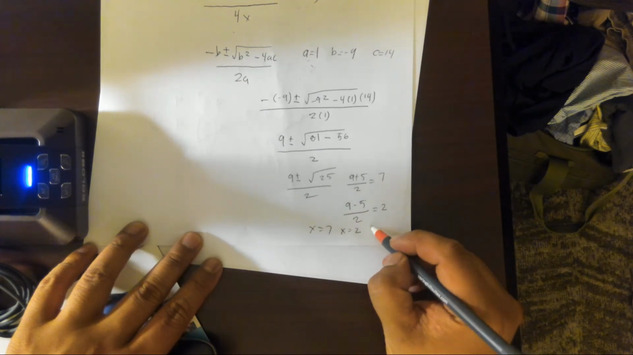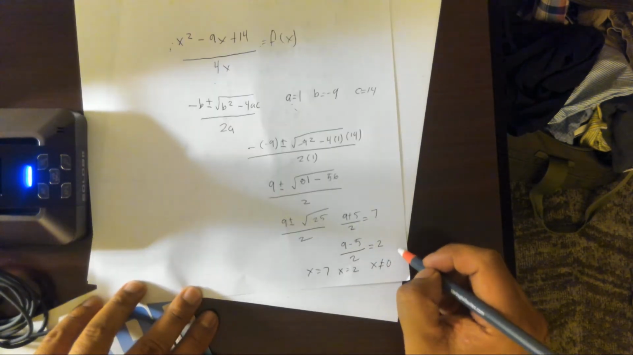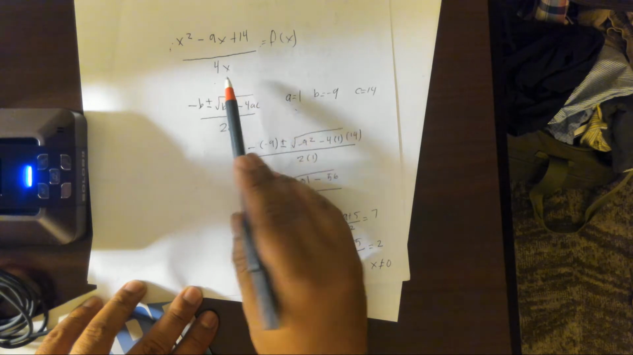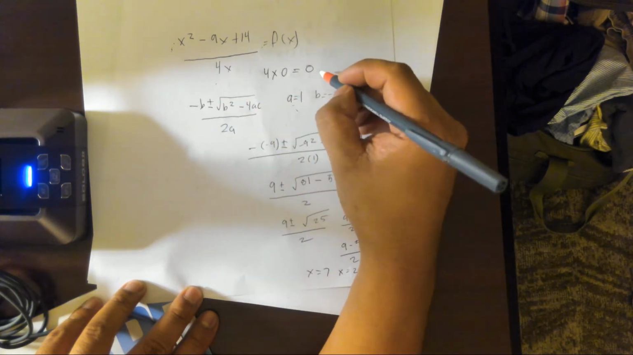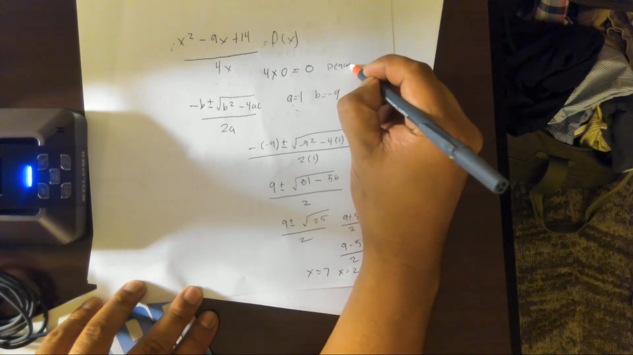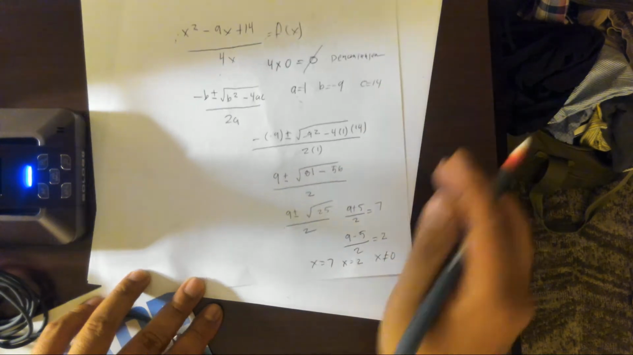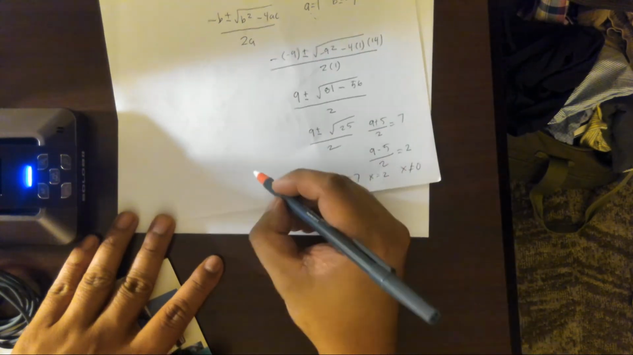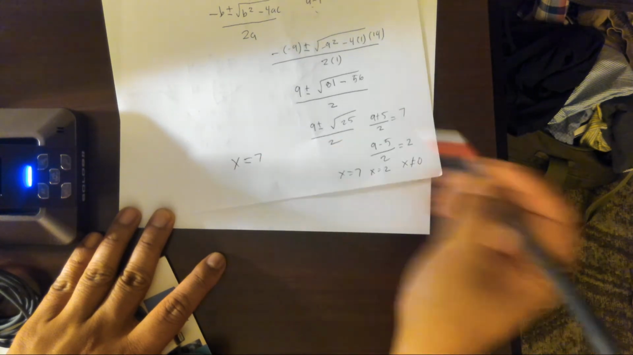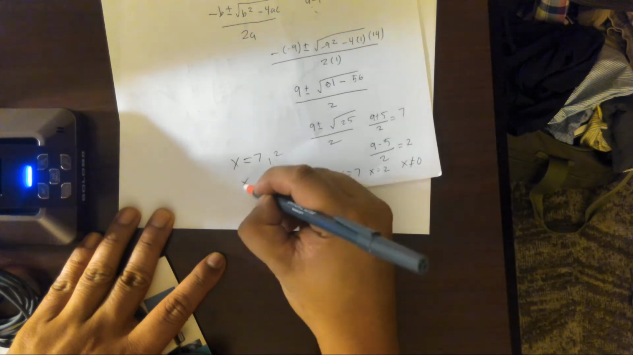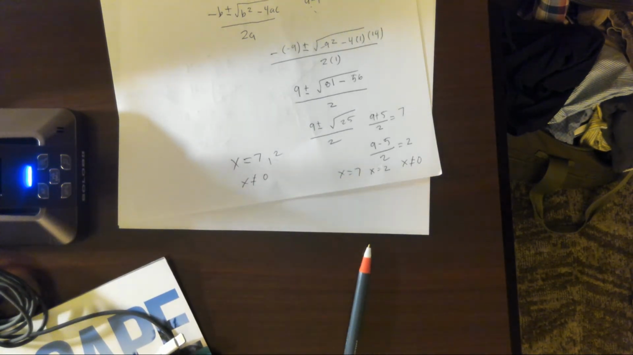You cannot use 0. x does not equal 0 because in our original problem you have a 4x. So if you put 4 times 0, that is 0. You cannot have a 0 in the denominator. So your answers are x equals 7 and 2. x does not equal 0. You have to specify that because you cannot have a 0 in the denominator.